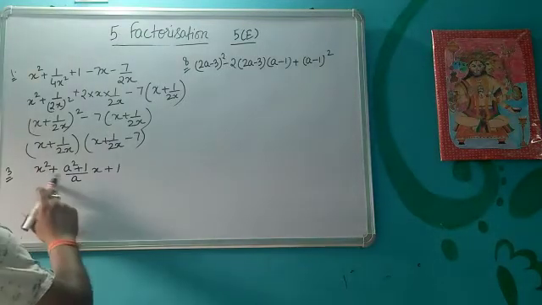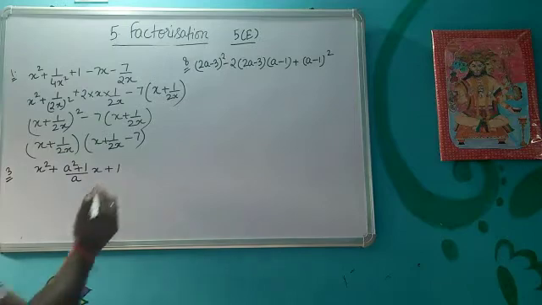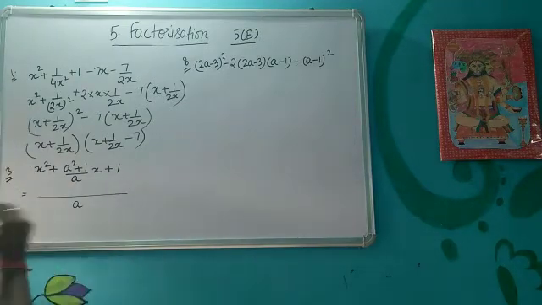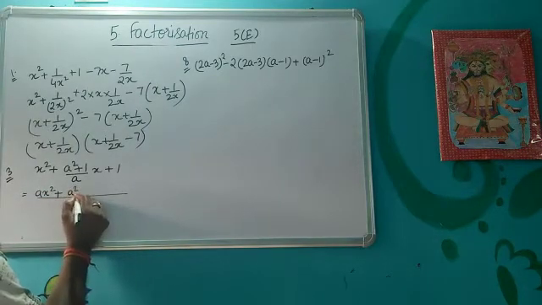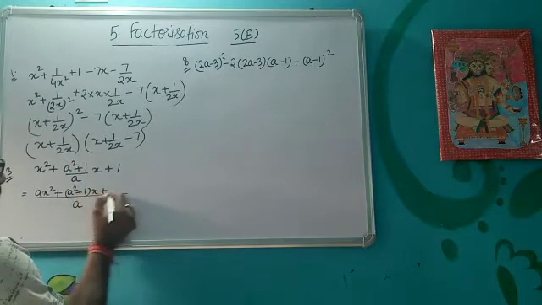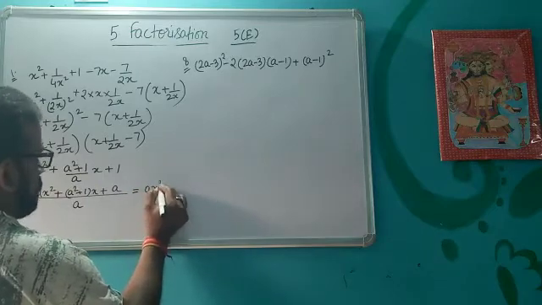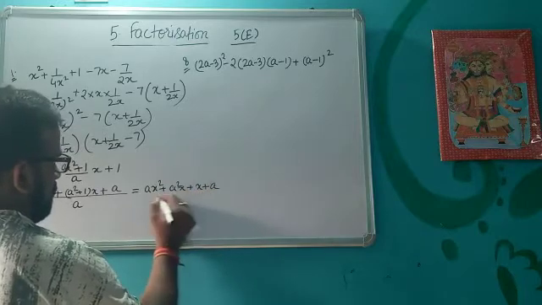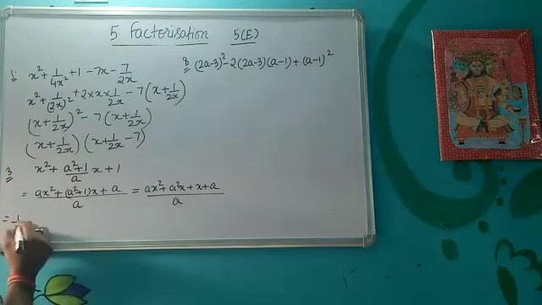Then in this type of question, we cannot take anything as common and we cannot form the group. So what we are going to do is take the LCM, that is a. So it becomes ax square plus a square x plus a upon a. Now this is 1 upon a.